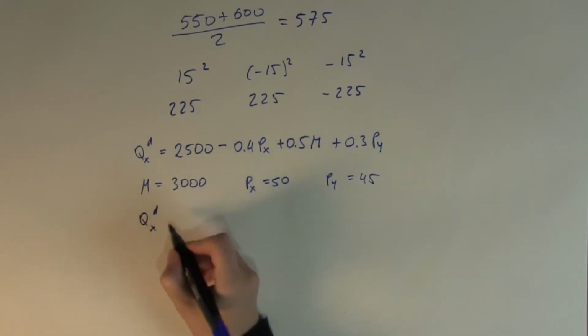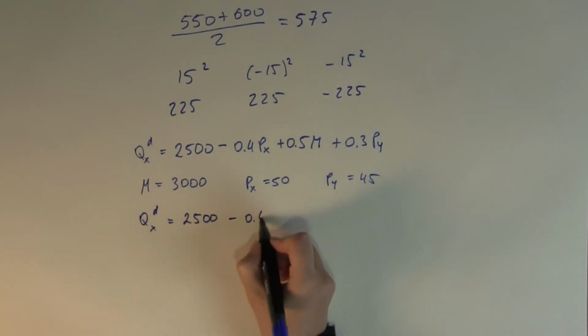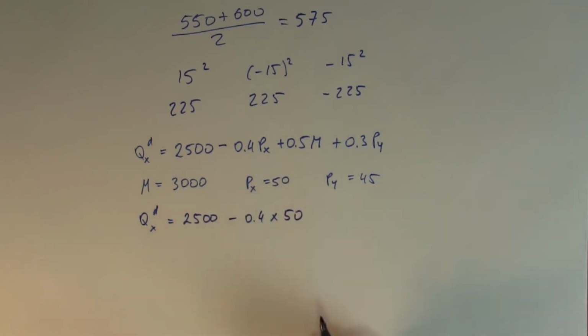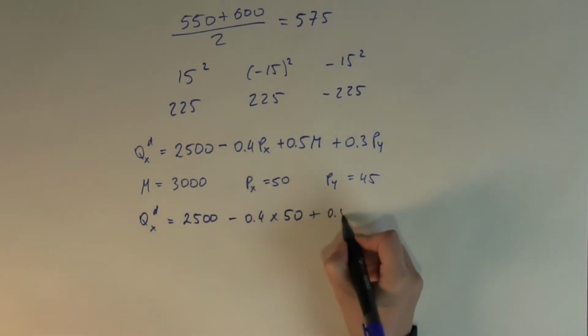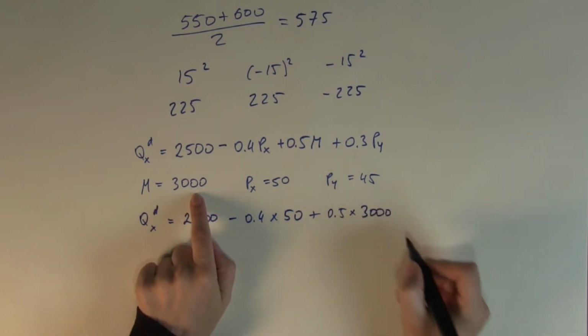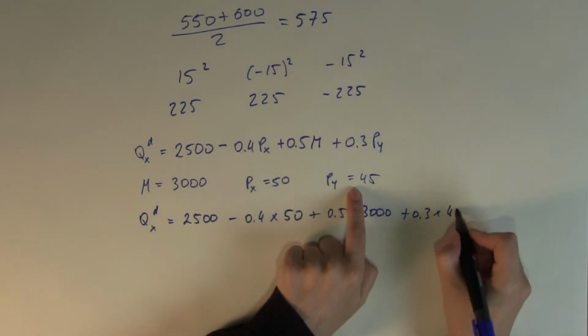So QXD equals 2,500 minus 0.4 times PX, which is 50, plus 0.5 times M, which is 3,000, plus 0.3 times PY, which is 45.